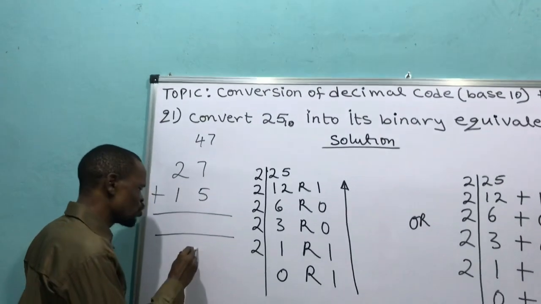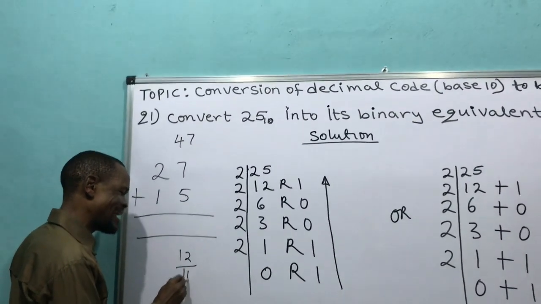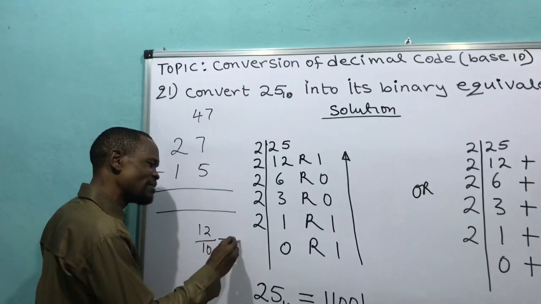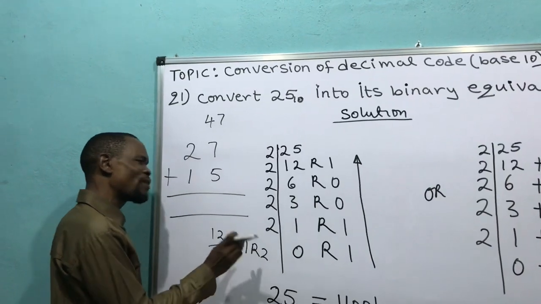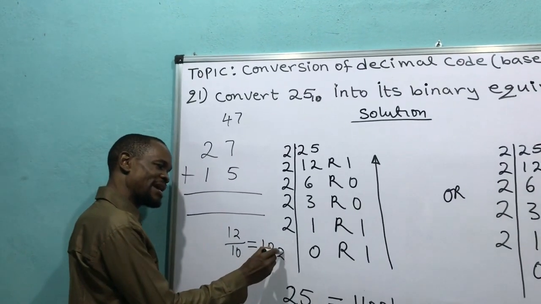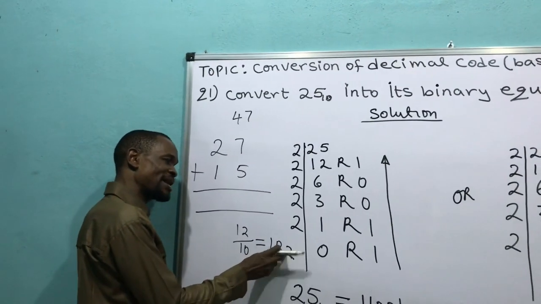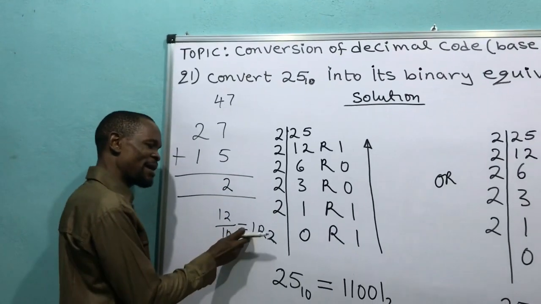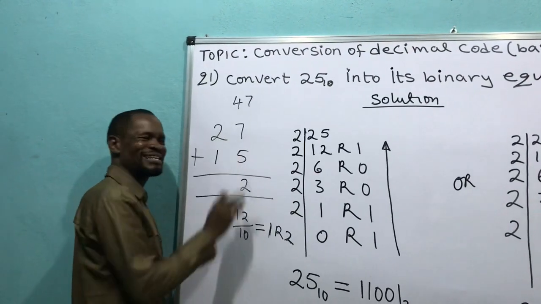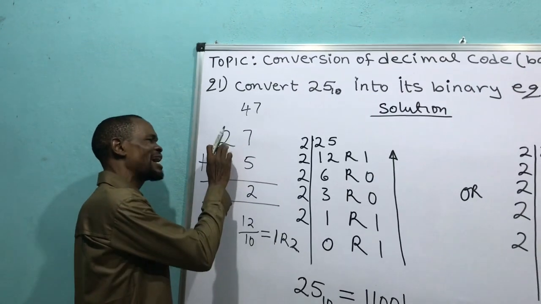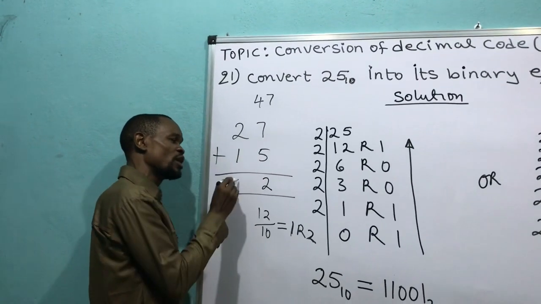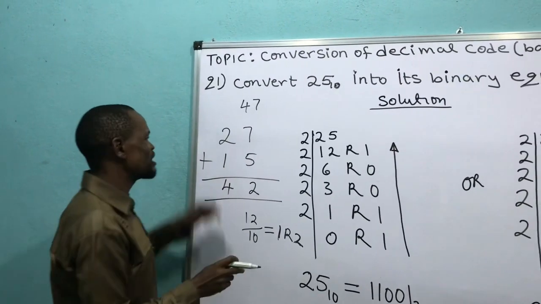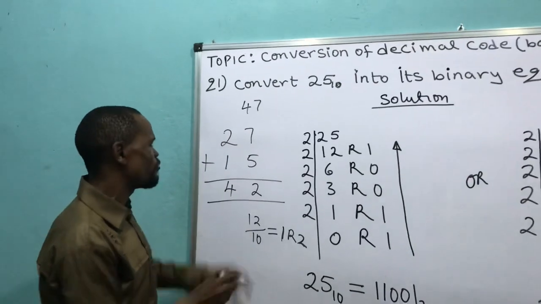Then what will I do? 12 divided by 10 will give me 1, remainder 2. I will write down my remainder here, which is 2, and carry my quotient, which is 1, over to the other side. As I carry my quotient and add to here, it becomes 3. This will give me 42. That means 27 plus 15 gives me 42 base 10.